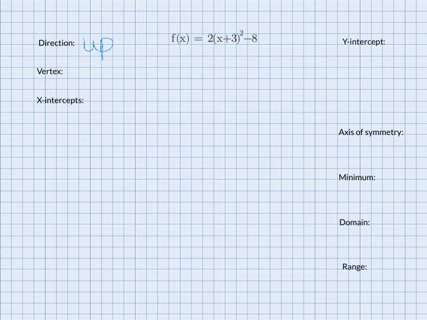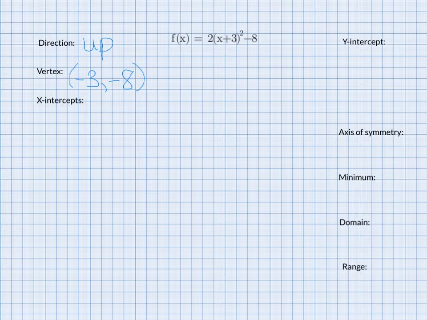Since it is in vertex form, we're able to easily find the vertex. And if you look at where the x is, it has a plus 3 in there. That means that the x-coordinate of our vertex is the opposite of that. It's negative 3. And the value at the very end, which is negative 8, gives us our actual y value of our vertex. So our vertex is at negative 3, negative 8.